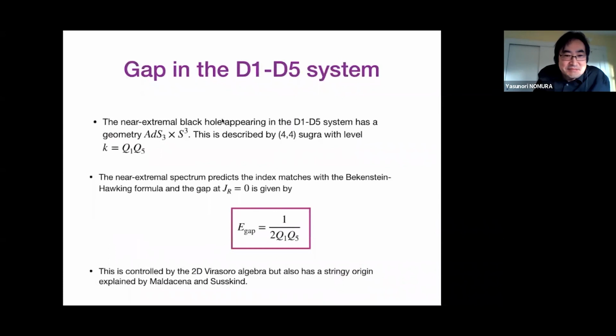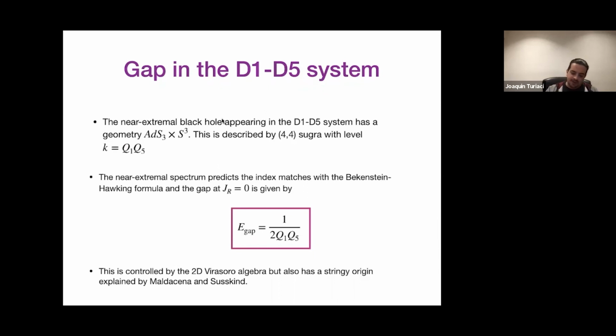Okay. And the last comment is that you can look at the D1D5 system that Strominger and Vafa used to first calculate the number of extremal black holes. In this case the level K is the product of the number of D1 branes and D5 branes, and you can compute the size of the gap from the analysis I just described, and it's given by this answer.